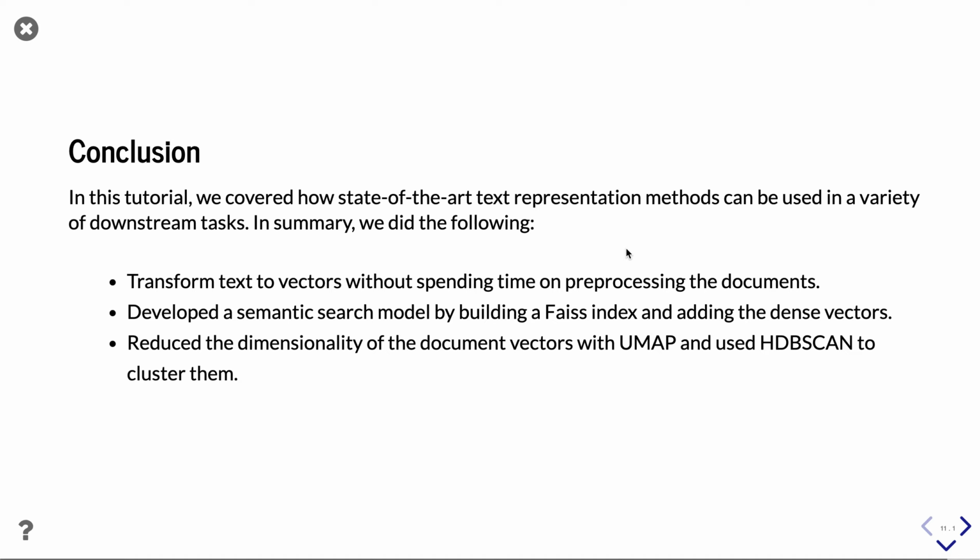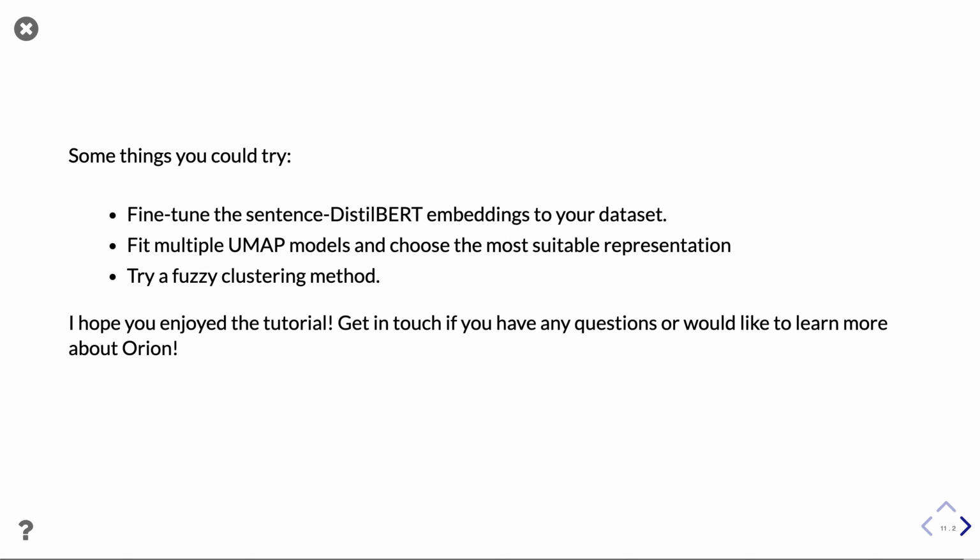Okay, so in this tutorial, we covered a lot of ground. So we saw how to transform text to vectors without spending time on pre-processing the documents. We developed a semantic search model by building a Faiss index and adding the dense vectors to it. We reduced the dimensionality of the document vectors using UMAP and used HDBSCAN to cluster them. And some other things that you could actually try is to fine-tune the sentence Distilbert embeddings to your dataset. You could also fit multiple UMAP models and choose the one with the most suitable representation. You could also try another fuzzy clustering method or k-means instead of HDBSCAN.